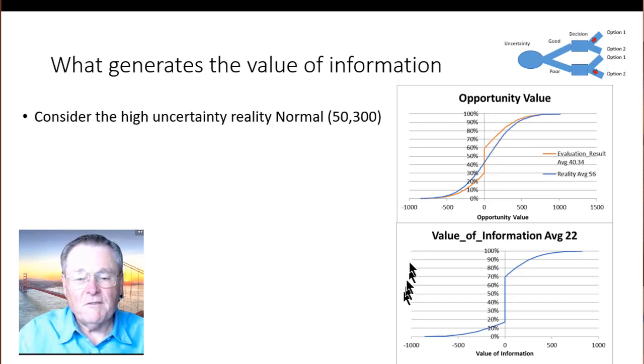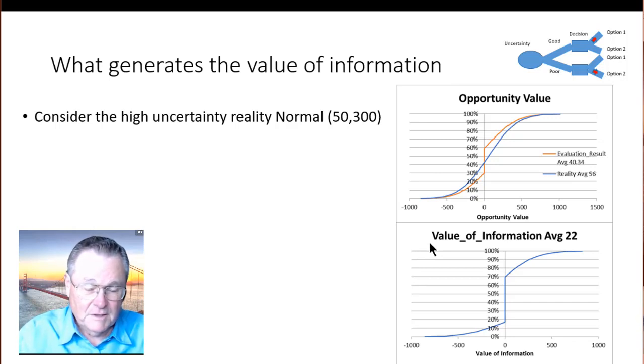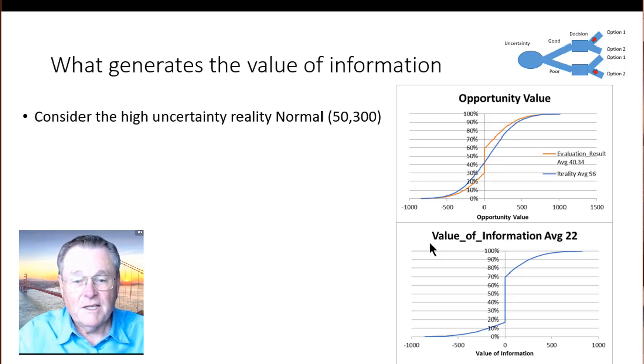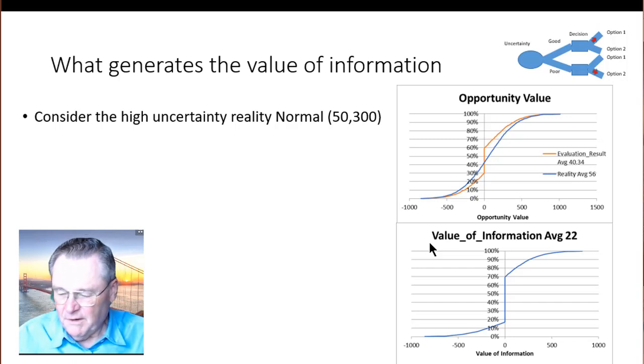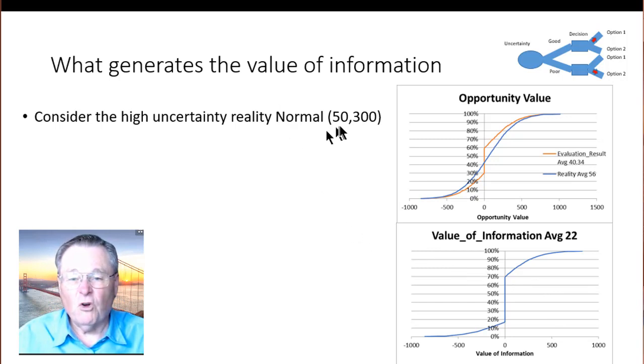So what is the value of information? Normally we think of value of information as being the difference between two expected values. And if you ever had that in college or took a class, they're going to tell you that. But the reality is the value of information is in fact a distribution. And so here is the distribution of the value of information for this normal 50-300.